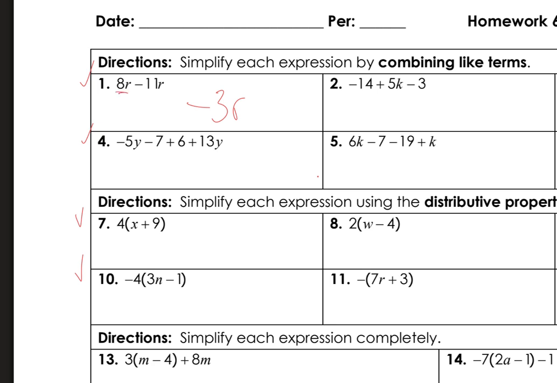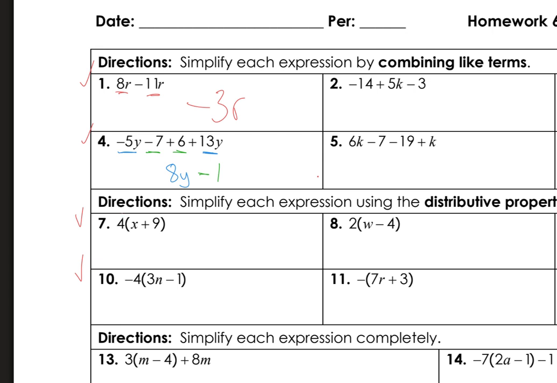That this is 8r and this is negative 11r, and those are like terms. This is negative 5y and that's positive 13y. That would combine to make 8y. Negative 7 and positive 6 would be negative 1.